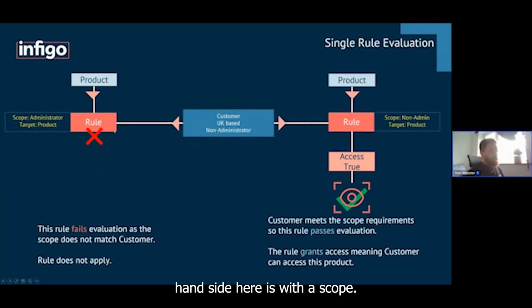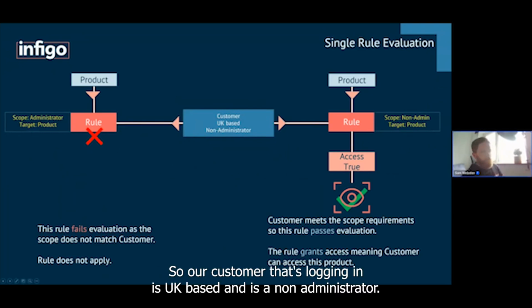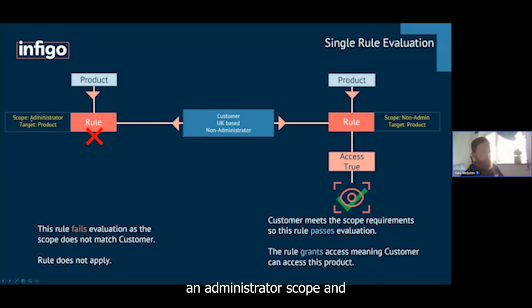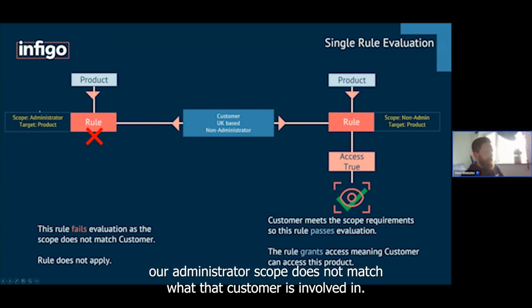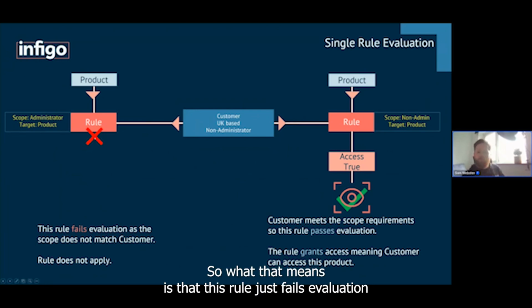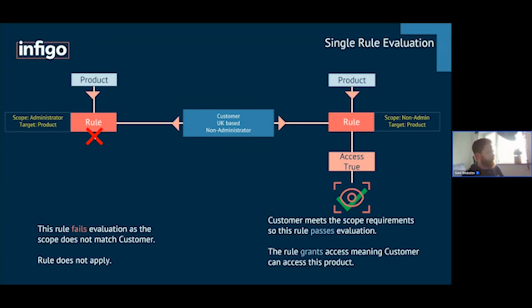So our first example on the left-hand side here is with a scope and target that's not related to this particular customer. Our customer that's logging in is UK-based and is a non-administrator. And what we'll see is if we've got a rule which has an administrator scope and relates to just our product, our administrator scope does not match what that customer is involved in. So our customer is non-administrator. What that means is that this rule just fails evaluation and does not match that particular customer. So therefore, this particular rule doesn't apply in this scenario. Easy as that.